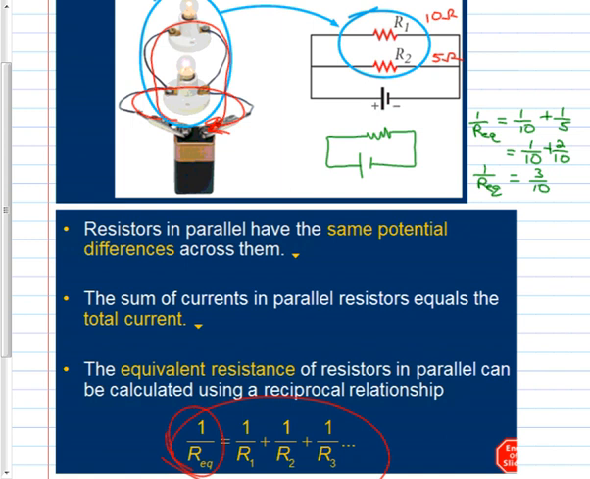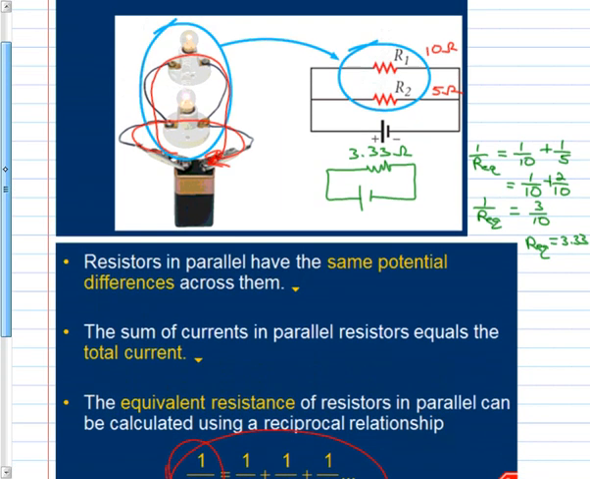How are you going to get the equivalent? 10 divided by 3. The equivalent resistance would be 3.33 ohms, depending on how many significant figures we have. So the one resistor would be 3.33 ohms that it's coming through. Which path, resistor 1 or resistor 2, will have more current flowing through it? Resistor 2, less resistance. So resistors in parallel have the same potential difference.